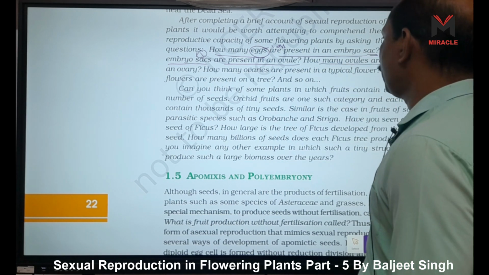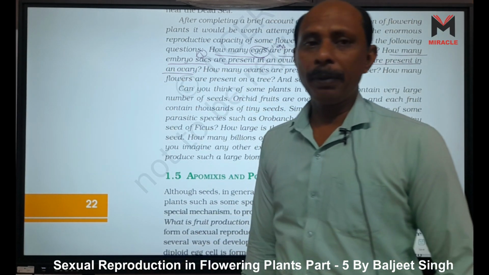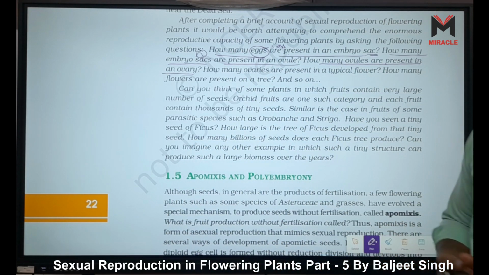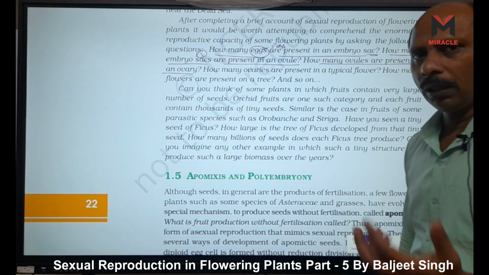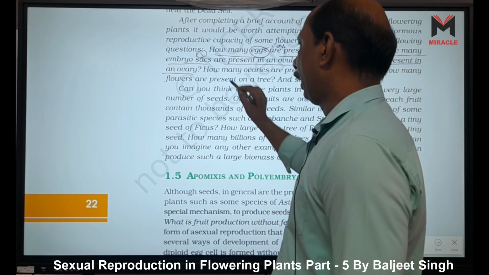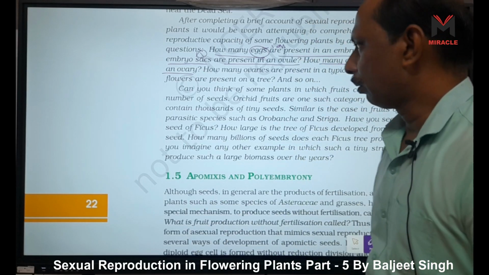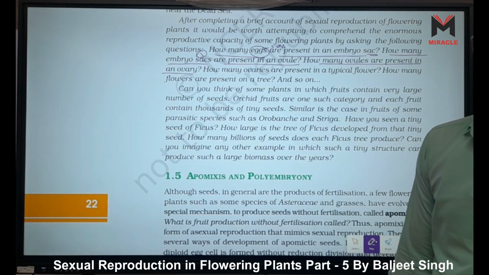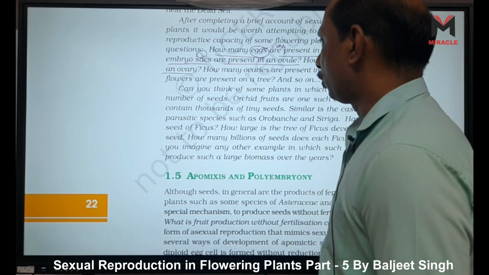How many ovules are present in an ovary? It depends upon the ovary, the variety, the plant. Maybe more or maybe one. Single seeded means one, and more seeded means more. Like papaya is a many-seeded plant, many ovules are present in a single ovary. But in the case of mango, it is only one seed, meaning one ovule is present.